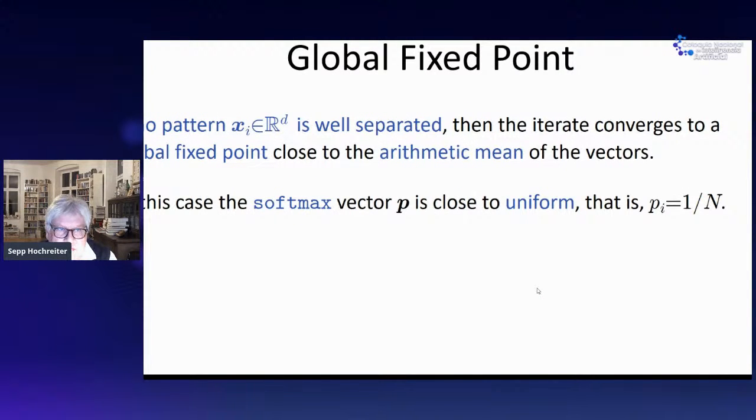What happens if all patterns are close to each other? If the dot product of a pattern with itself is almost the same as the dot product of the same pattern with other patterns, since the patterns are not well separated, no pattern is separated, and the iterate converges to a global fixed point. And this fixed point is actually the arithmetic mean of all the stored vectors. In this case, the softmax is a uniform distribution. Softmax is 1 over n. Every pattern is weighted by the softmax by 1 over n, is weighted equally.